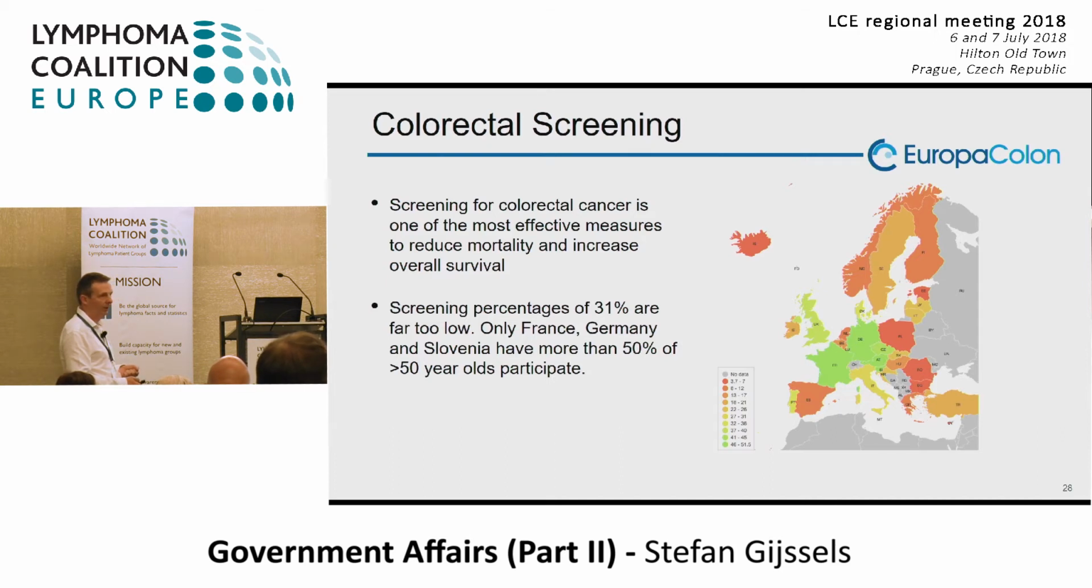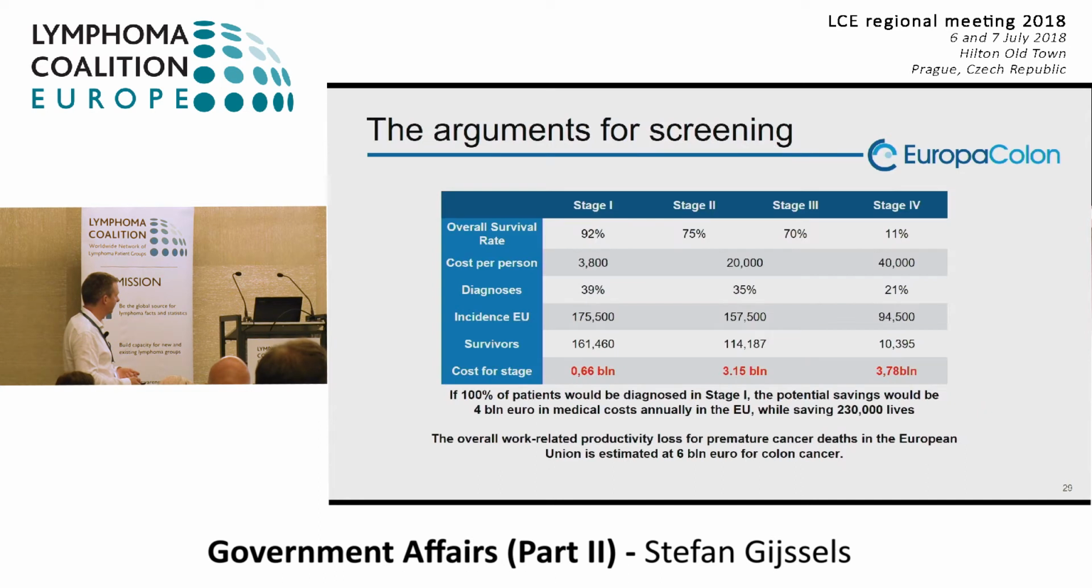There's a big difference. Some countries are very good, some countries are very bad. The result is people are dying needlessly because it's identified too late. I mentioned this earlier. This is the overall survival rate in stage 1 colon cancer versus stage 4. 3,800, so I was a little bit wrong with my figure, 40,000 in stage 4. So if you multiply that, these are the numbers of survivors on the total population, and this is the cost.